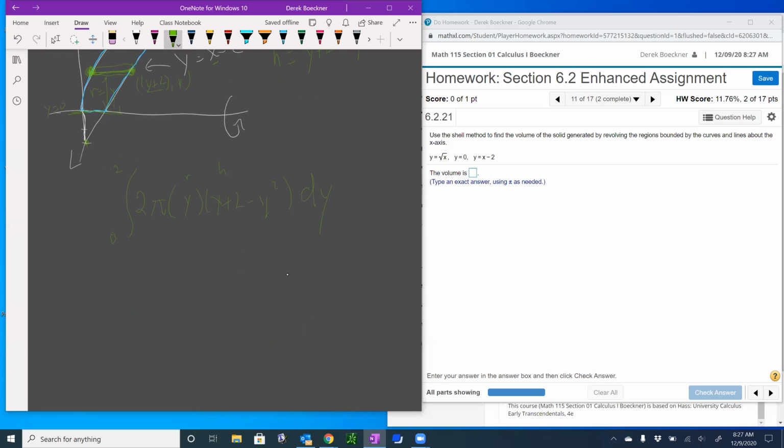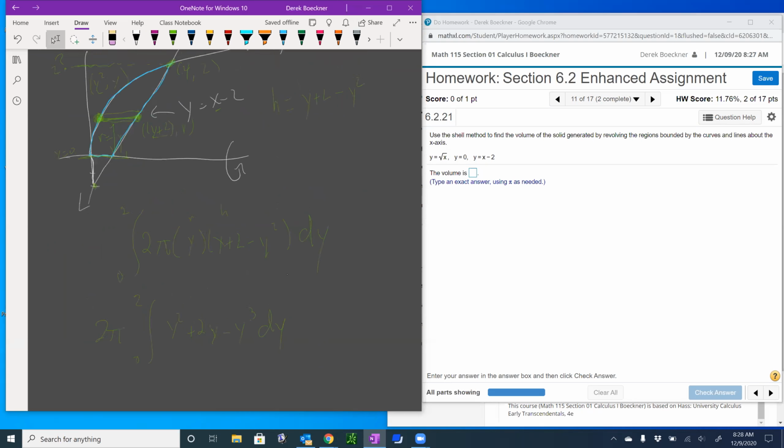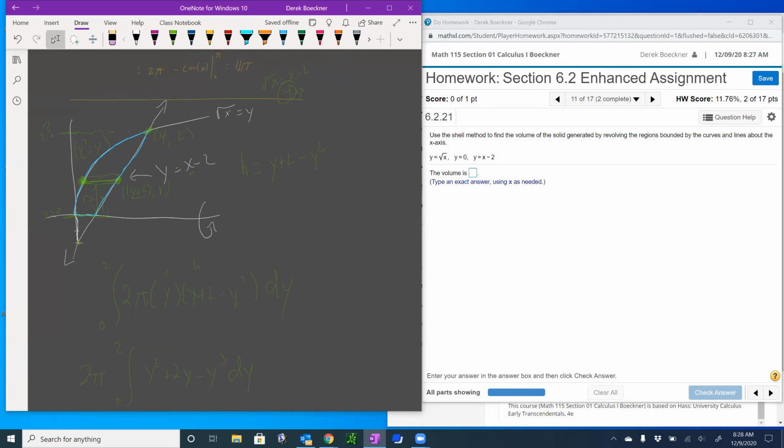So this is going to be 2 pi, integral 0 to 2. I factor out the 2 pi. I've got a y squared plus 2y minus y cubed dy. Are we good on the setup? Yeah. Okay.